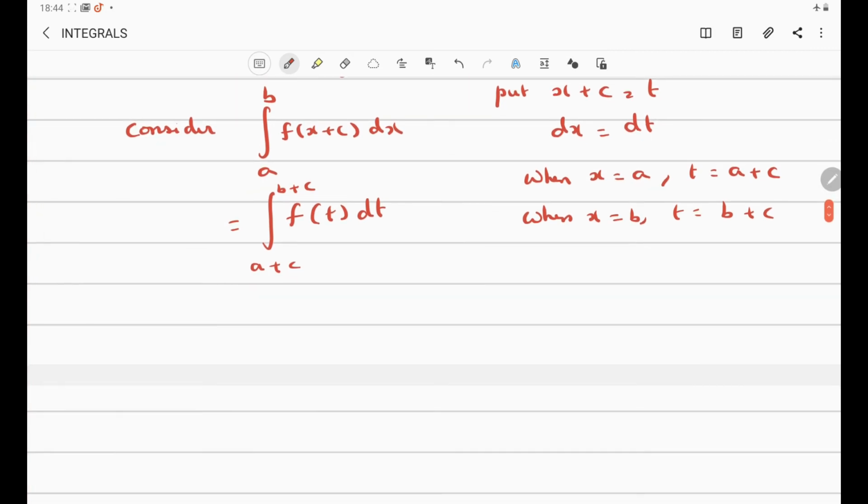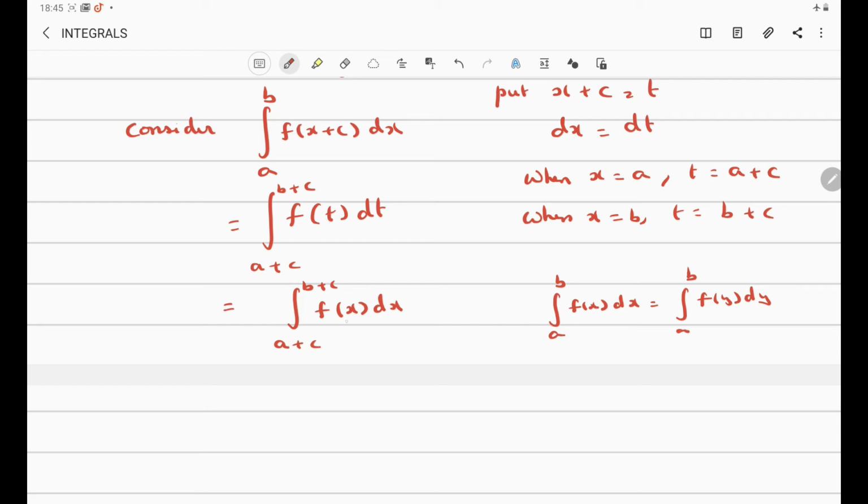And we have already seen the first property, that integral of a to b f of x dx will be same as integral a to b f of y dy, which is the first property in the properties of definite integrals. There we have seen that as long as the lower limit and upper limit are same and the functionality is same, it is independent of the variable. So we can write this as integral a plus c to b plus c f of x dx. Still we get the same result.